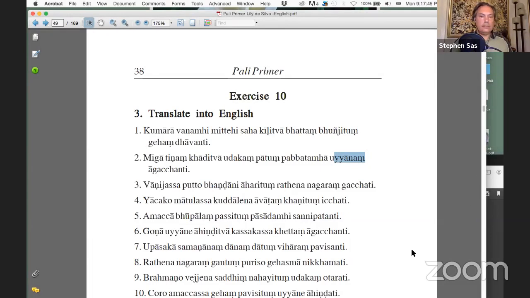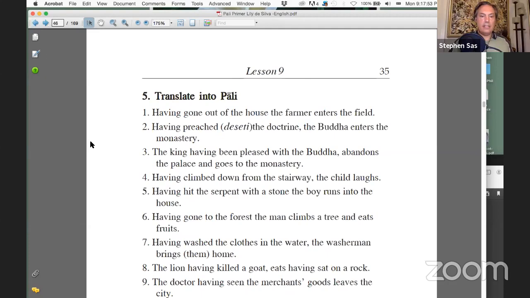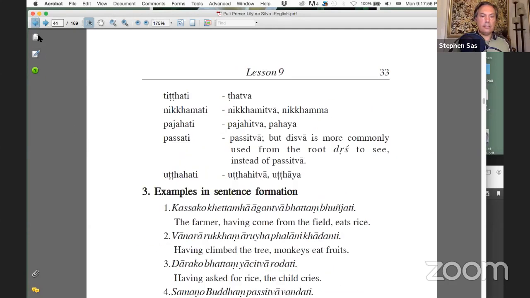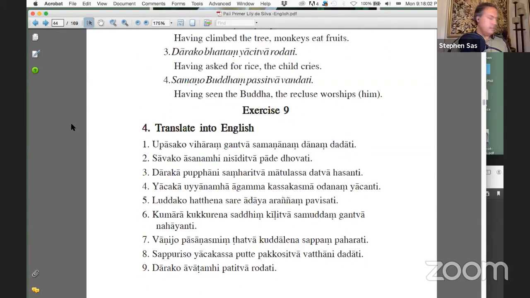Yeah, hi, Stephen. Could we just for a moment go back to the previous question, lesson 9, question 6? Okay, I see it now. Right. Now, the way that I translate it is, having gone to the ocean, the boys bathe with the dogs. But you put with the dogs with playing rather than gone to the ocean with the dog or bathing with the dogs. How do I know which sequence to put them in?